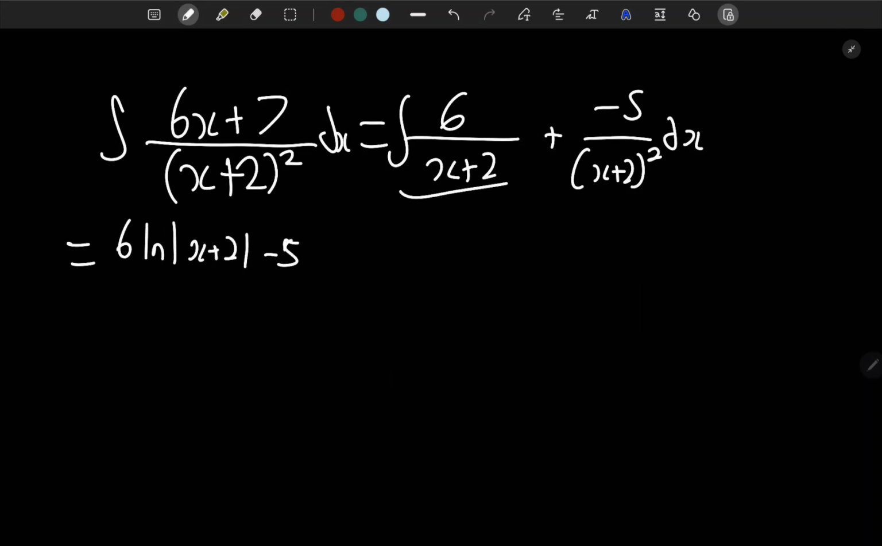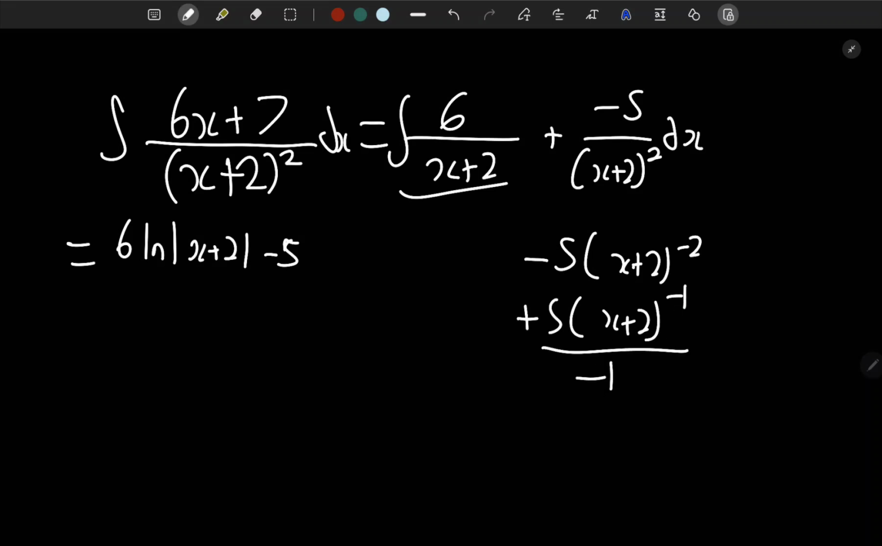So as I was mentioning before, we'll bring x plus 2 squared up in the numerator. So it'll become x plus 2 to the power minus 2, and now we can integrate this, so it will become x plus 2 to the power minus 2 plus 1, which is minus 1, over minus 1. So this minus sign can cancel out, and we will get actually plus 5 over x plus 2, since we can just bring this down, and we need to add c, and this is the final answer.